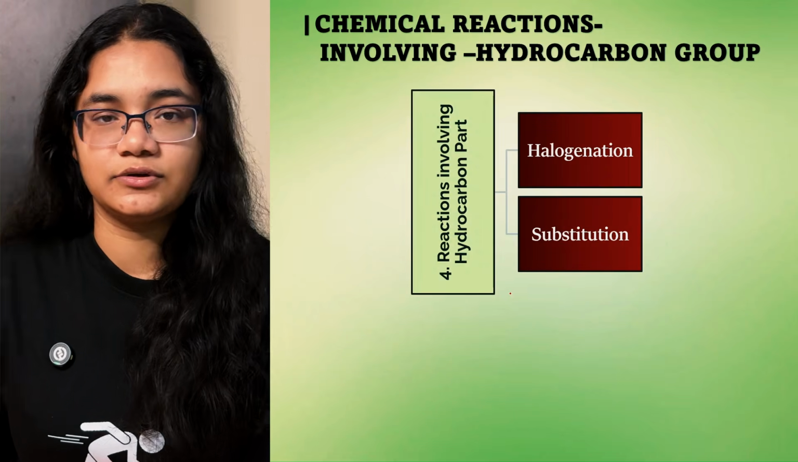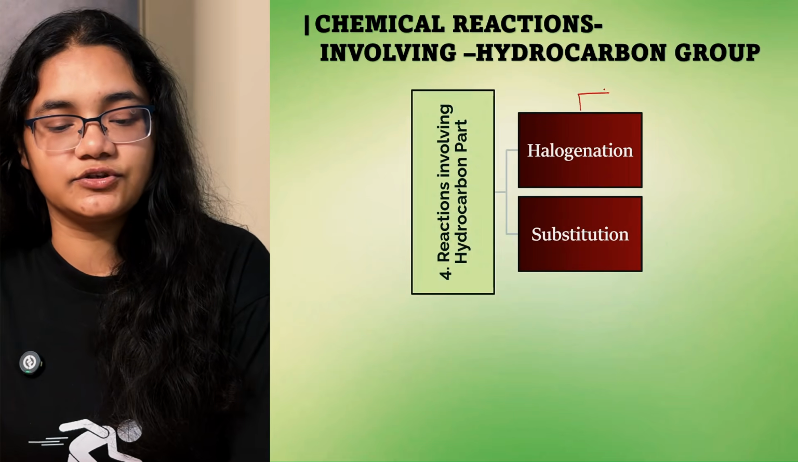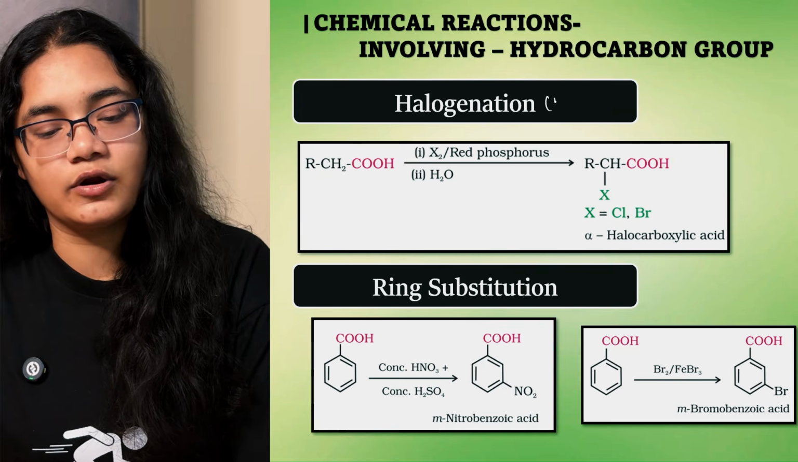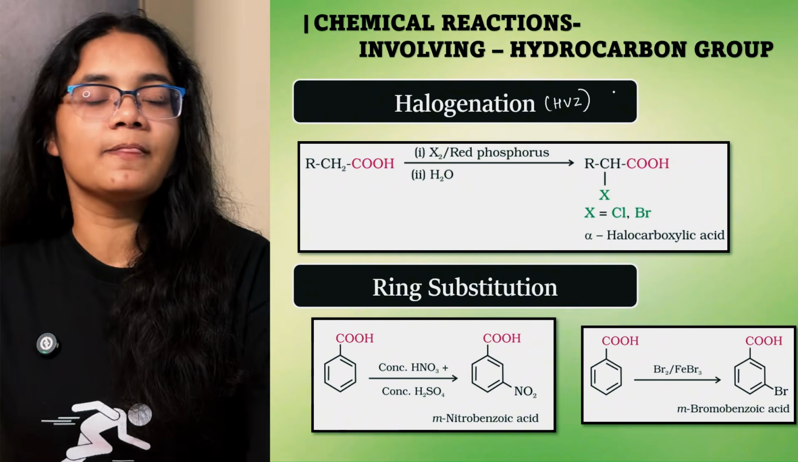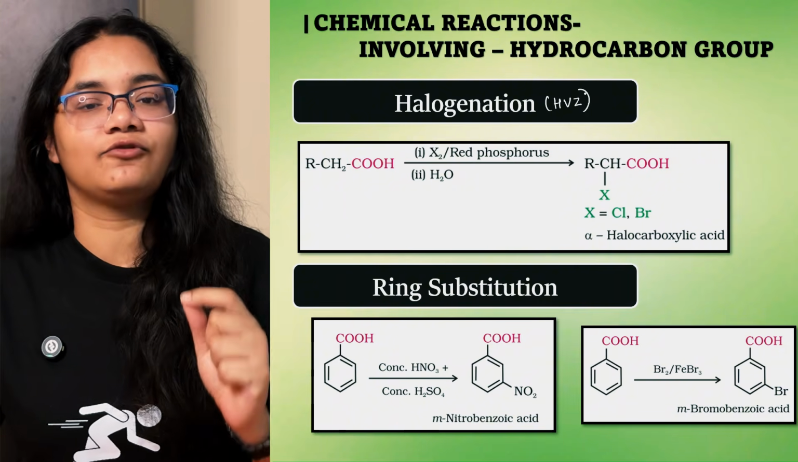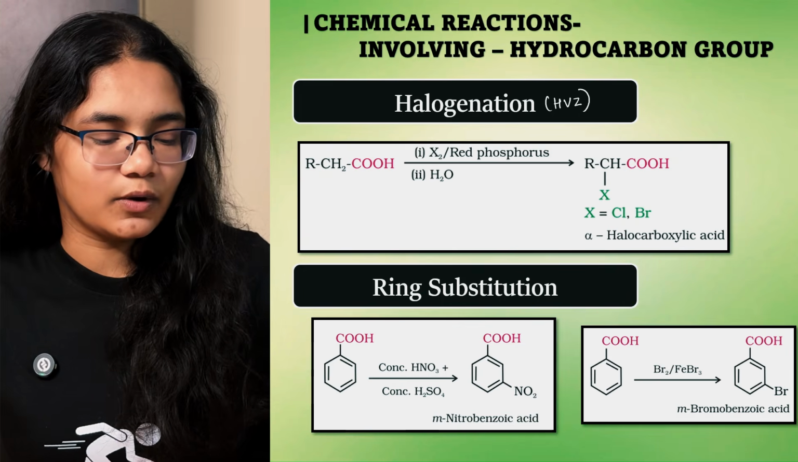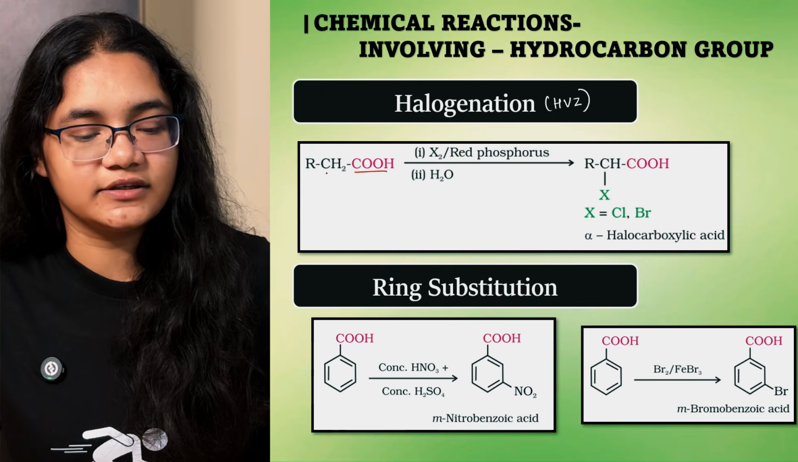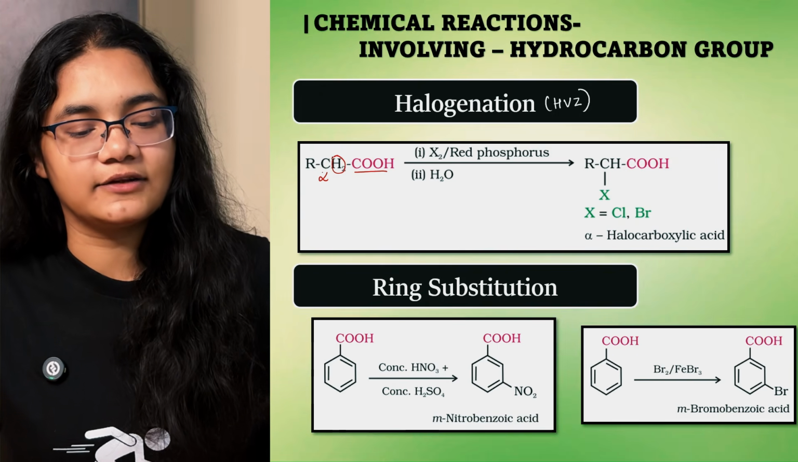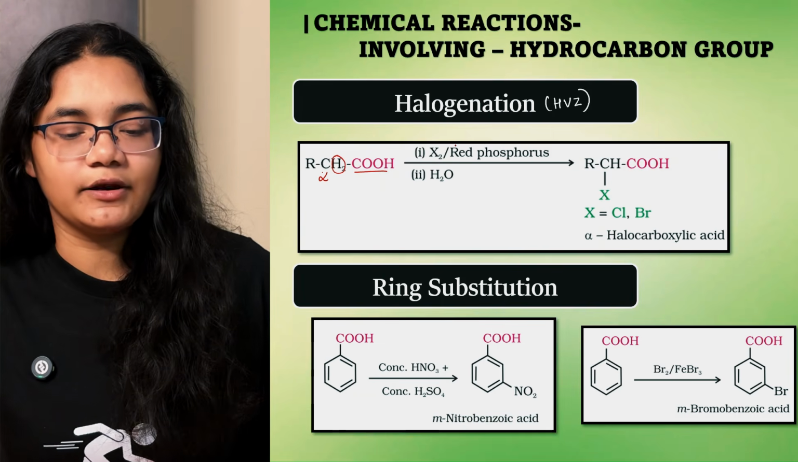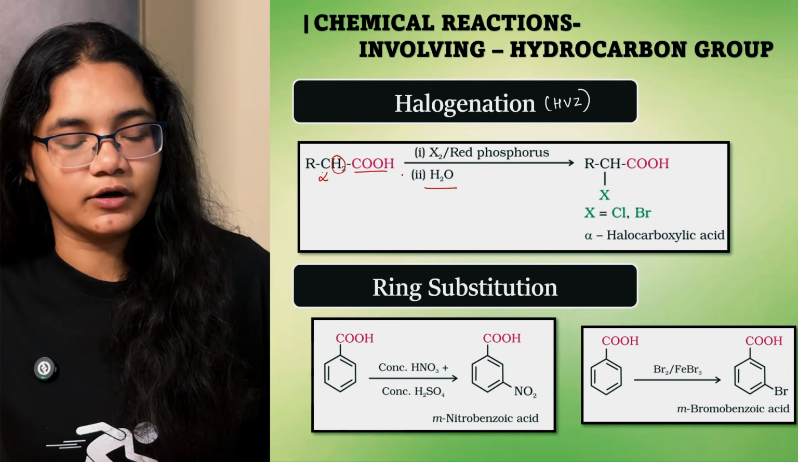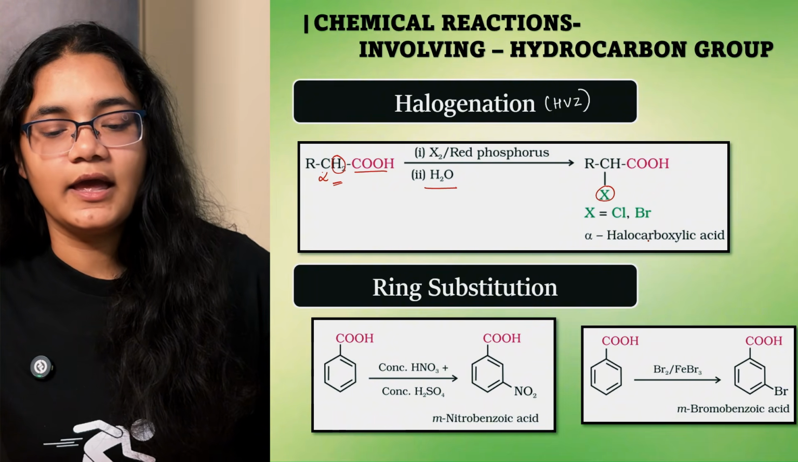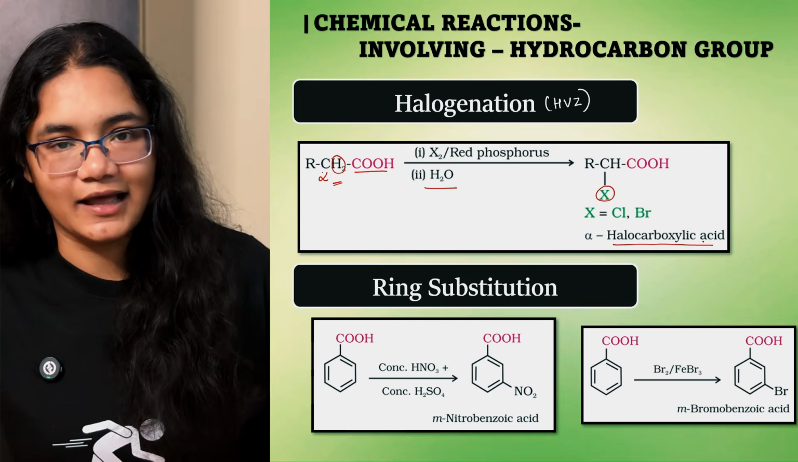Next are chemical reactions involving the hydrocarbon group. So here we have halogenation and substitution reactions. In halogenation, a very important reaction is the HVZ reaction, and every year there's a high probability that you get a question from this HVZ reaction. So what is done here? You need to have this COOH group, and this is my alpha carbon. In the alpha carbon there has to be at least one alpha hydrogen present. Now when you treat it with X2 with red phosphorus and water, this alpha hydrogen is replaced with the X group, and you get an alpha halocarboxylic acid.